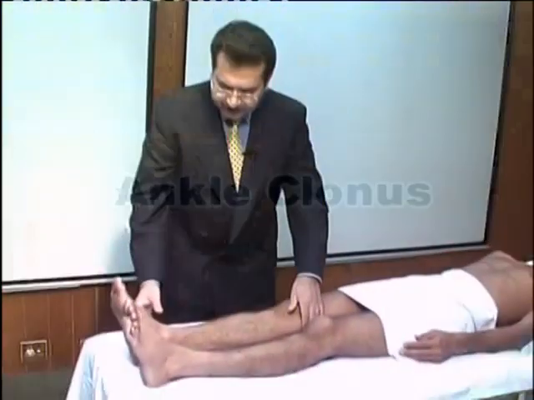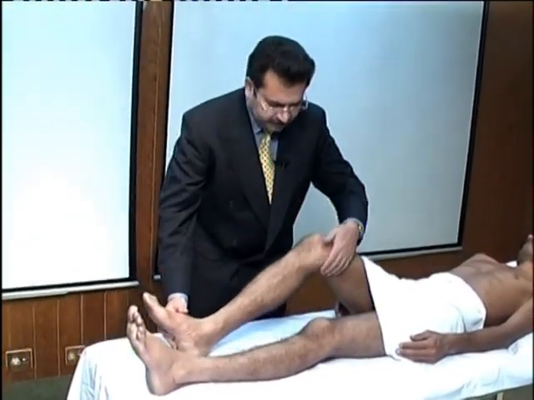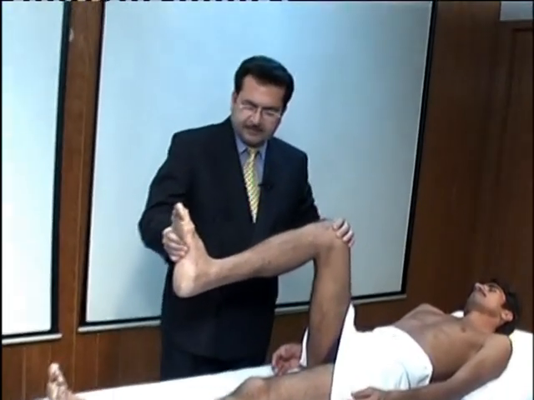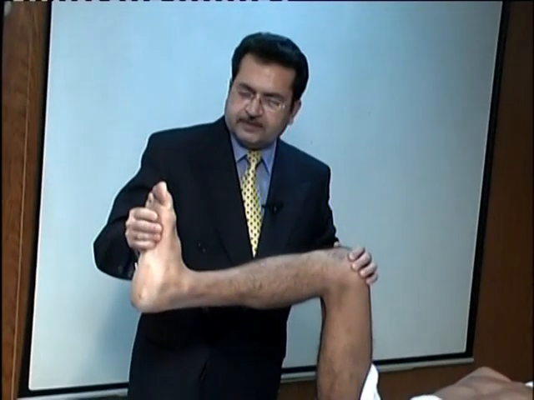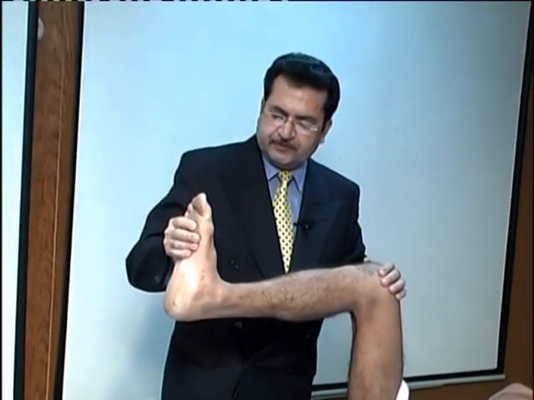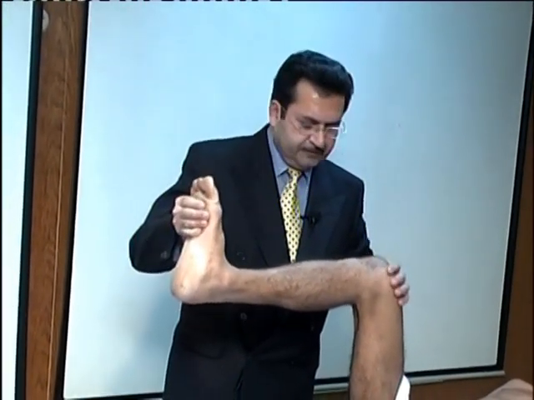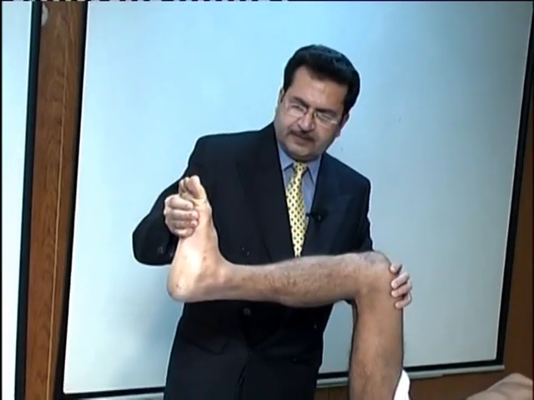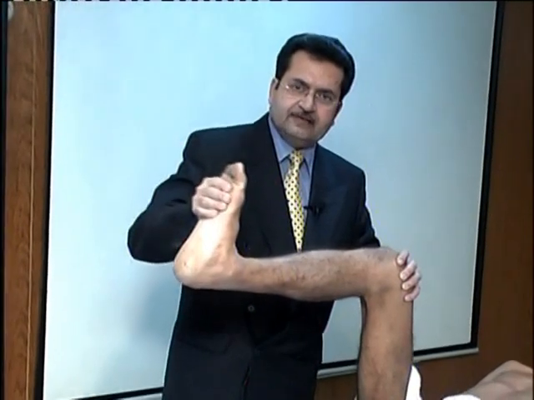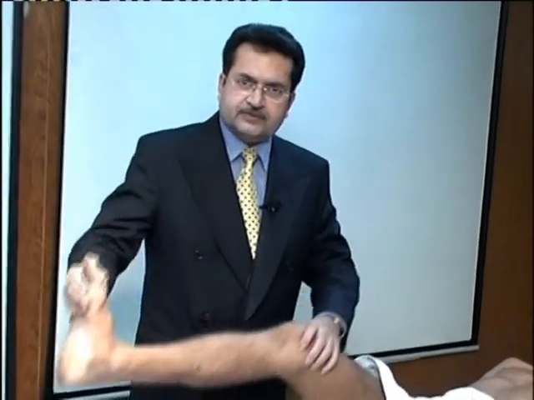In case of ankle clonus, make the knee flexed at the right angle and hold the forefoot of the patient's right foot with your right hand, and with holding like that, forcefully dorsiflex the ankle, and the patient's ankle will start jerking, and that is called ankle clonus.